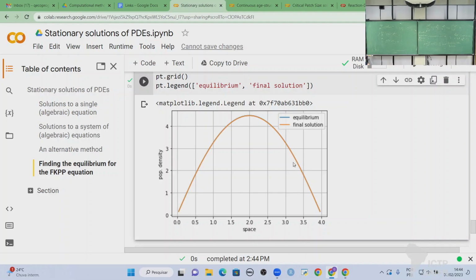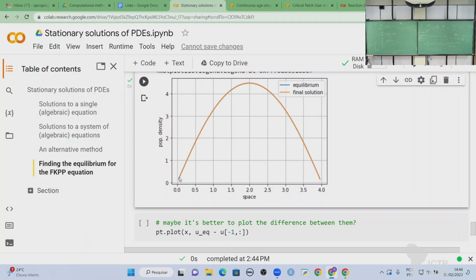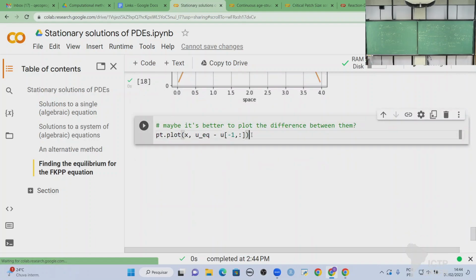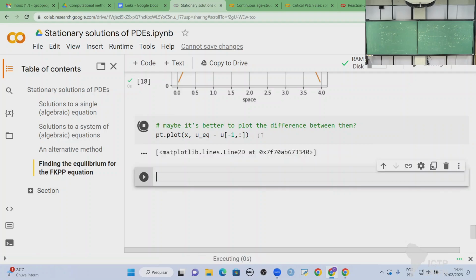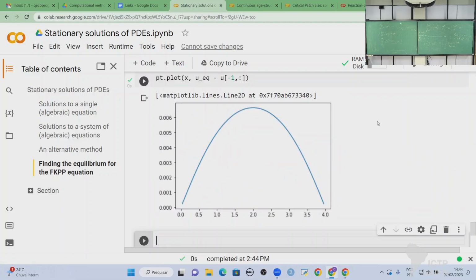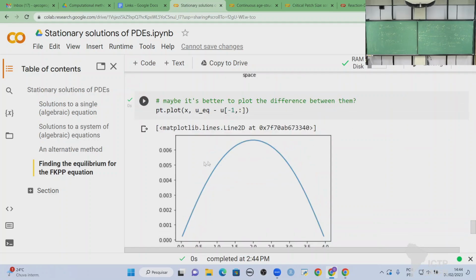So maybe if we want to compare in more detail, instead of plotting the two together, perhaps we would plot the difference. What about that, yeah? And then we can see if they're really, really equal. So let's plot the difference, okay? Funny. You see that the difference between them is not 0. It's close to 0, but it's 0.006 here.